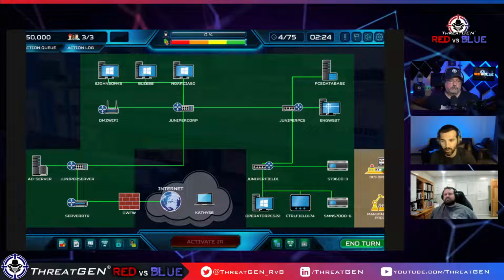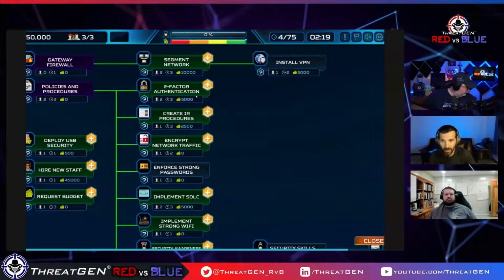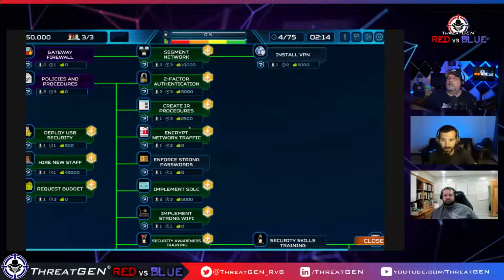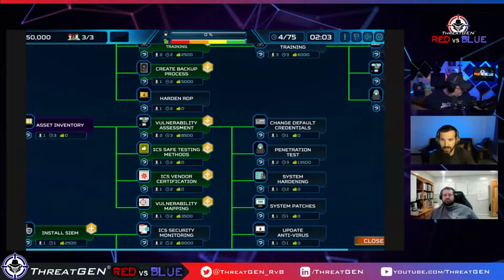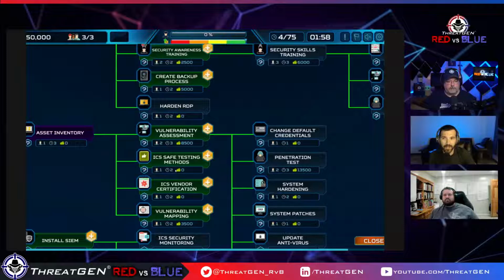All right, so we've got our 3 resources right now, Brandon. We've unlocked this kind of tree right here. So now we have 2FA, IR procedures, encrypting network traffic. We have a lot of things here, guys. We also unlocked the asset inventory stuff, so vulnerability assessment, ICS testing. So what do you want to do, Brandon? Do you want to calculate some more, or do you want to make a plan?